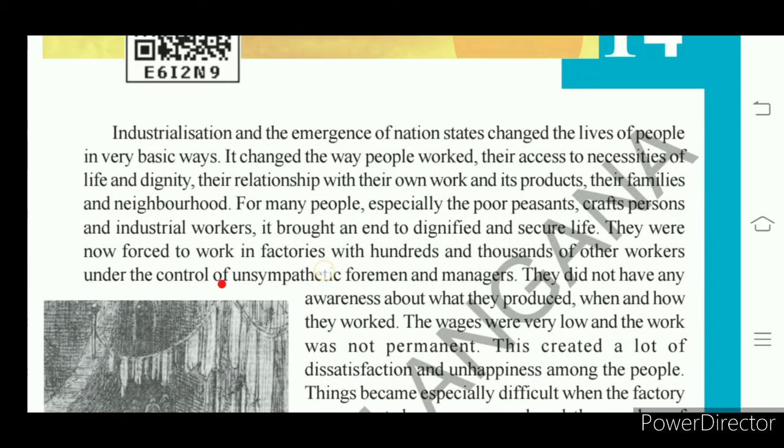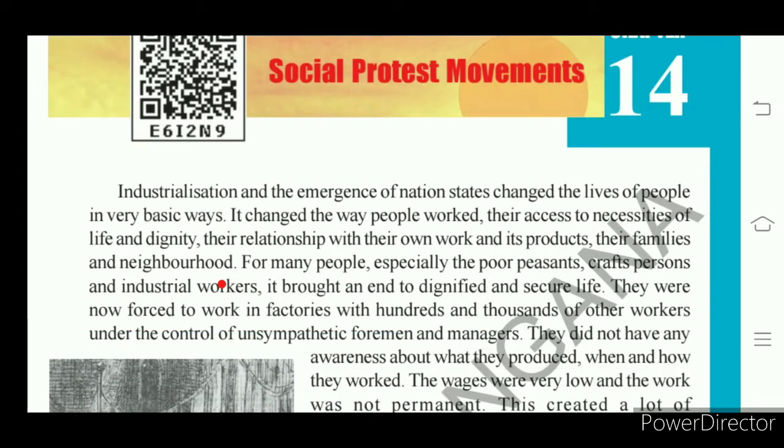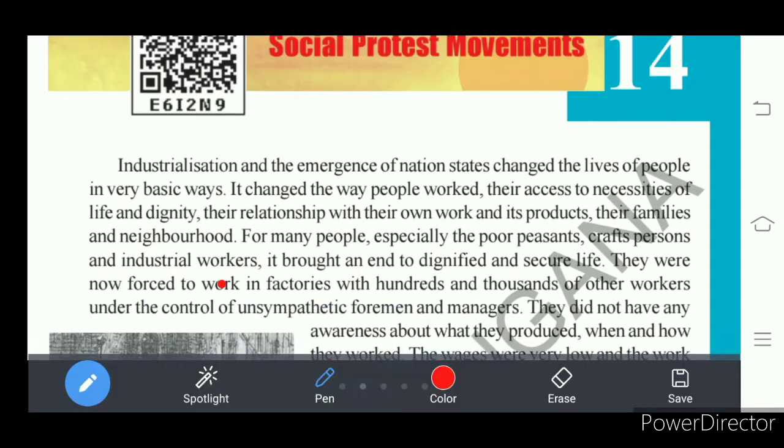So here, why did this social protest movement start? For this, we have to understand that two important changes occurred in the world: industrialization and nation states. What is industrialization? It is the origin of many industries, the development of industries using machines where production is going on. That is called industrialization. Industrialization began in the world first in England.